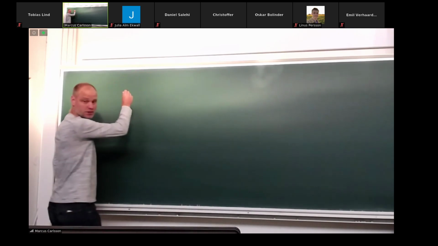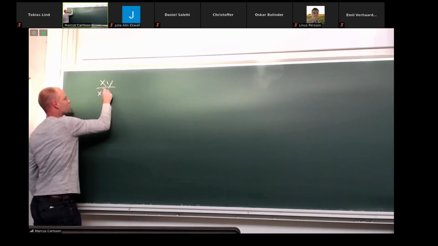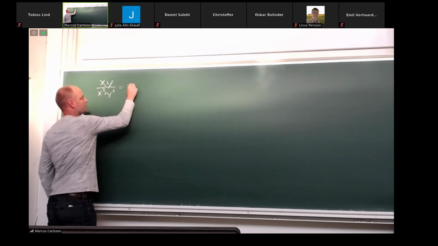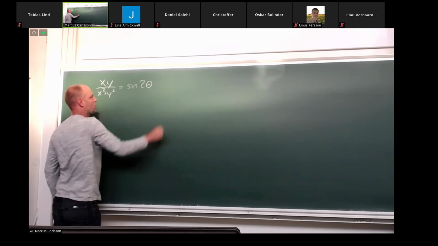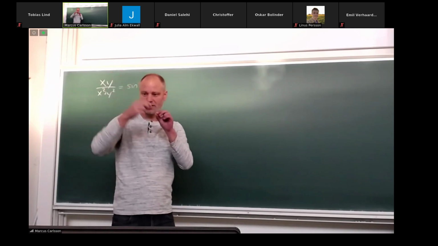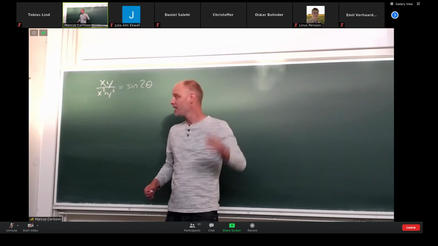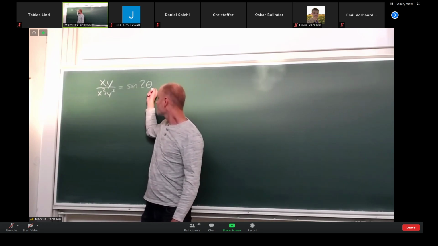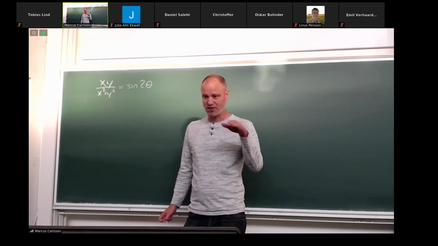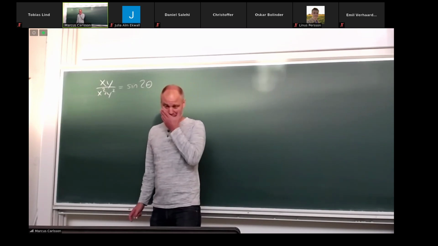The function was xy divided by x squared plus y squared. So in polar coordinates, it was sine theta. So it's constant on radial lines, but the constant is different depending on which radial direction you take. So this is an example that has partial derivatives at 0. The x derivative is 0, the y derivative is 0, but the function is not even continuous, right?